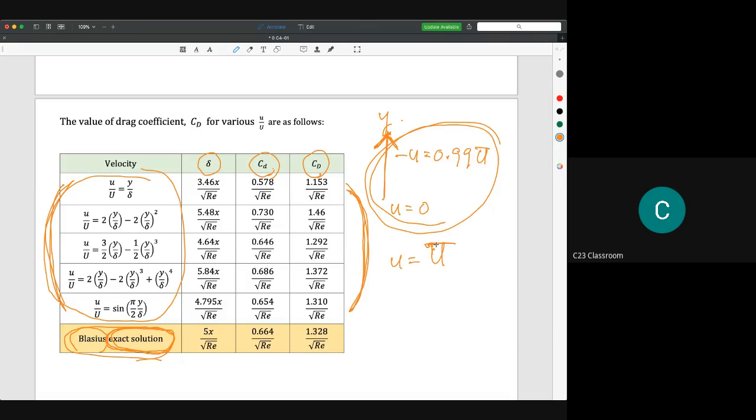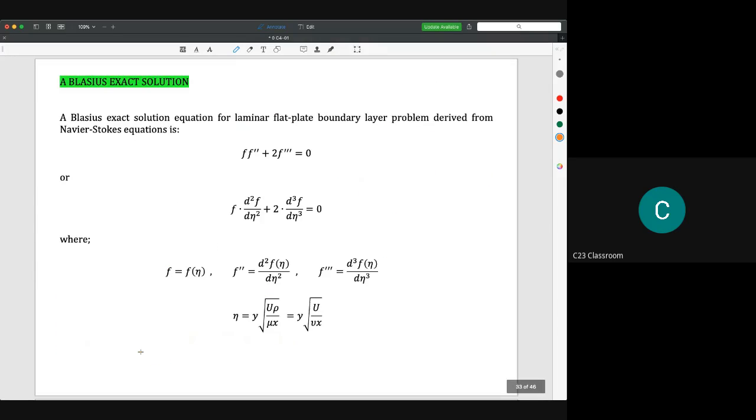For Blasius, he uses exactly 99%. That's why we call the Blasius solution here the Blasius exact solution. Now we will discuss the Blasius exact solution. It actually comes from the Navier-Stokes equation. It puts all the things together, simplified, integrated, and so on and so forth. But I'm not showing you the derivation here.